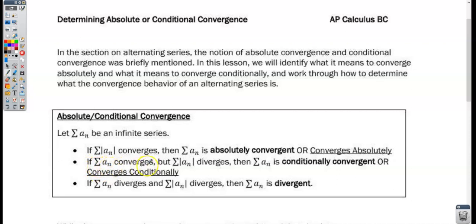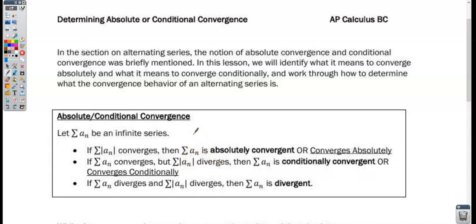The second little bullet point here, I kind of got ahead of myself. If the sum of a sub n converges, but the sum of the absolute value of a sub n diverges, then the original series here is what we say conditionally convergent, or we'll say that the series converges conditionally. This is what I was just talking about: it is impossible for a non-alternating series to converge conditionally, because the series itself and the absolute value of the series are the same series. So it's impossible for one of them to converge and the other to diverge when we're talking about a non-alternating series. And that's why we only talk about absolute and conditional convergence with alternating series.